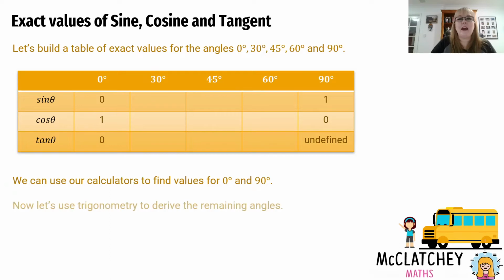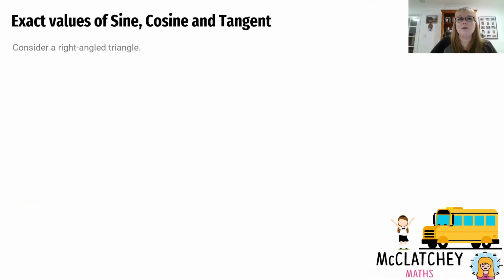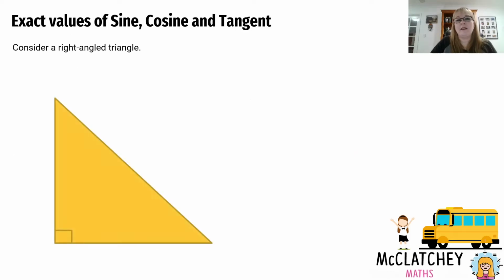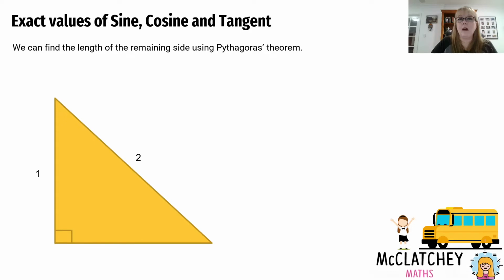Okay, so now we're going to use some trigonometry to derive these remaining angles. So let's consider a right angled triangle here. I've got my diagram and one of our short sides is going to be 1 unit long and the hypotenuse is going to be 2 units in length. We're going to use trigonometry to work out the angles inside the triangle and also Pythagoras' theorem to work out the length of the other remaining side.